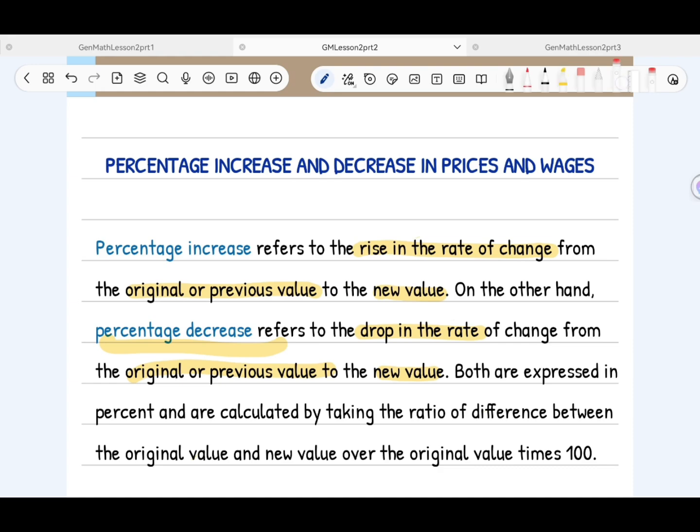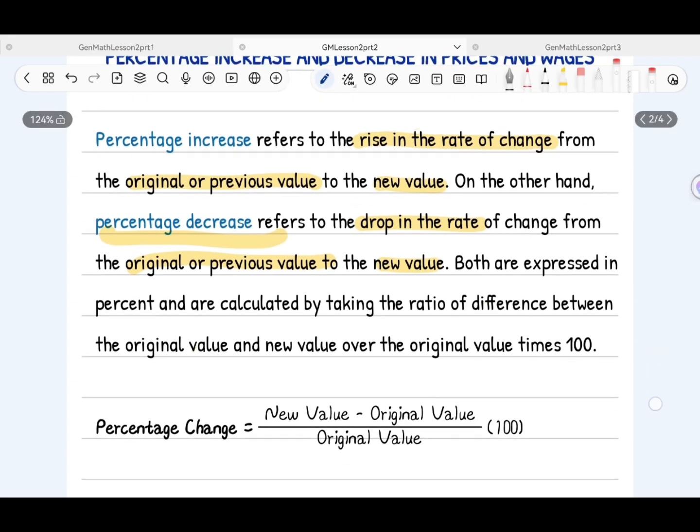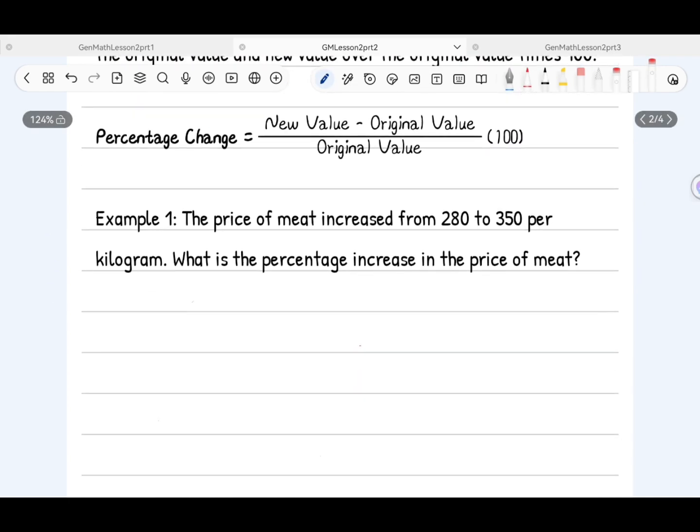So both are expressed in percent and are calculated by taking the ratio of difference between the original value and new value over the original value times 100. Okay, so that is actually the formula. So again, the formula, we have the percentage change is equal to new value minus original value divided by original value times 100. Now let's have our example number 1.